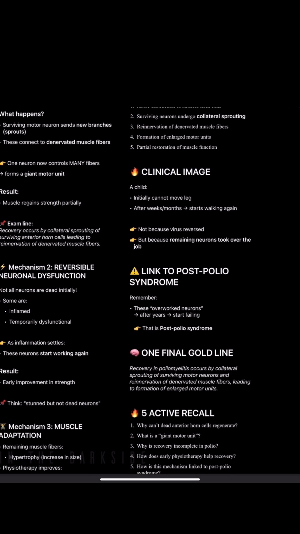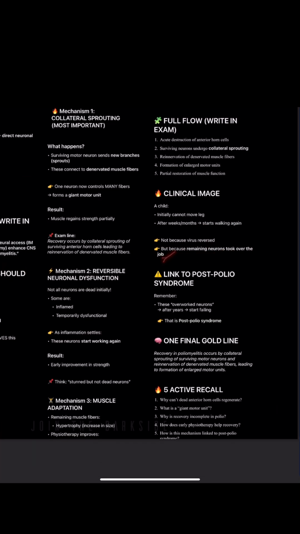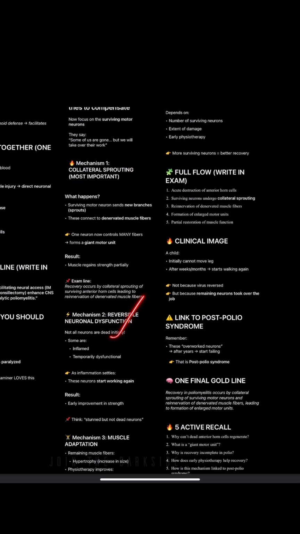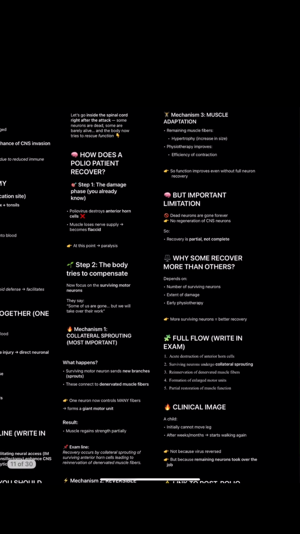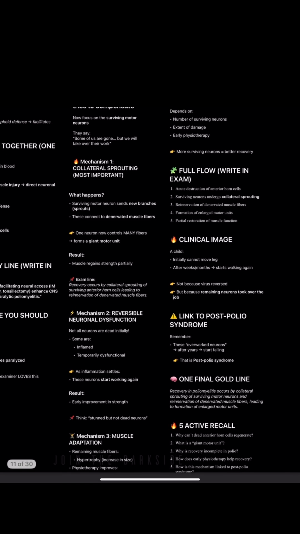Now, let's see a case where a child is initially unable to move his leg, but after a few weeks and months he starts walking again. It's not because the virus has reversed, it is because the remaining neurons have taken over the job. Their mechanism could be collateral sprouting, or reversible neuronal dysfunction where inflammation has settled and they have started working again. Or it can be that the muscles have hypertrophied and gained contraction efficiency through physiotherapy. Okay, so the boy is able to walk again.